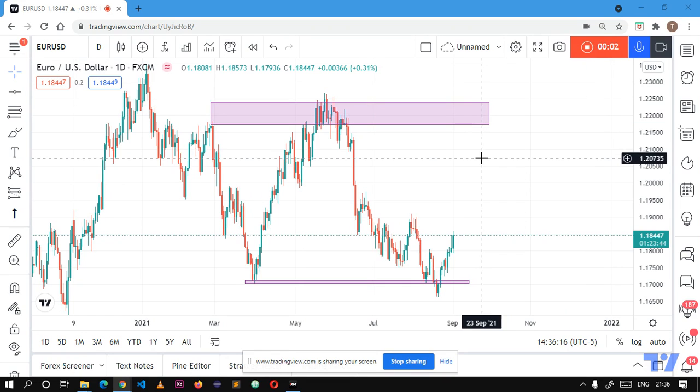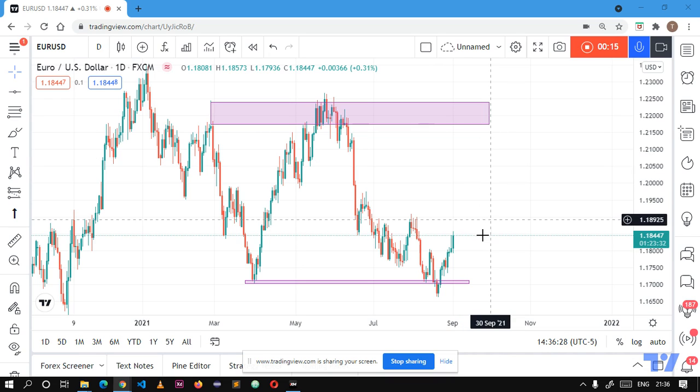I'm going to be breaking down EURUSD, at least giving my idea as to what I think is happening. I could be wrong, which is part of trading, but okay, let's just get into it.